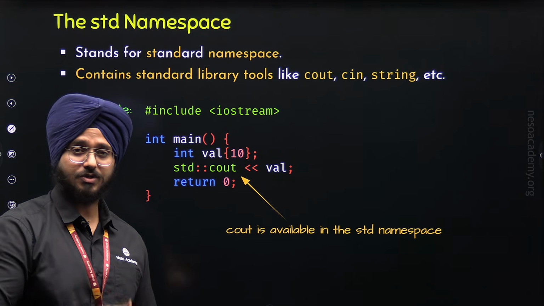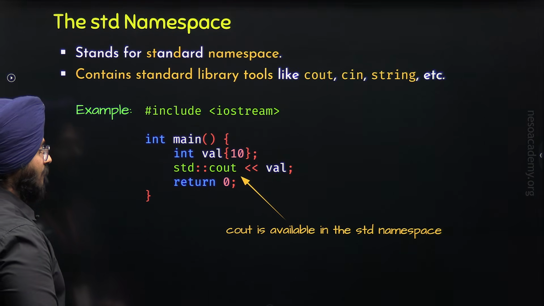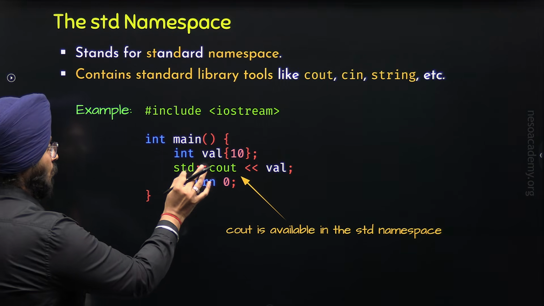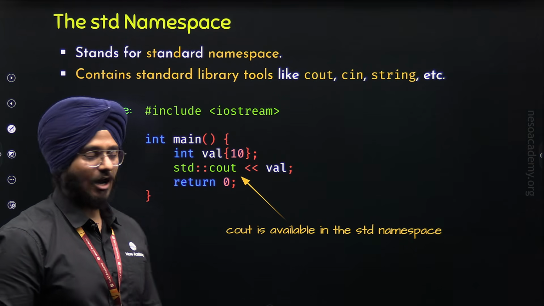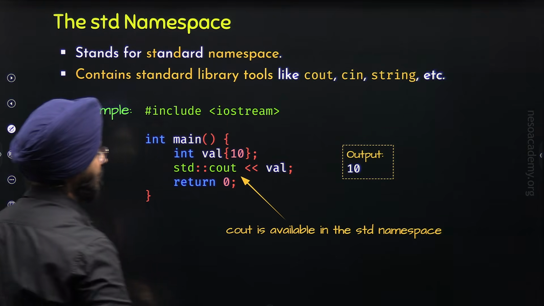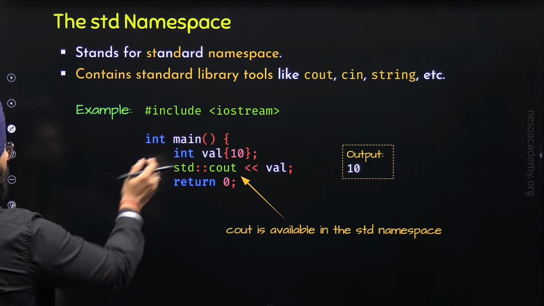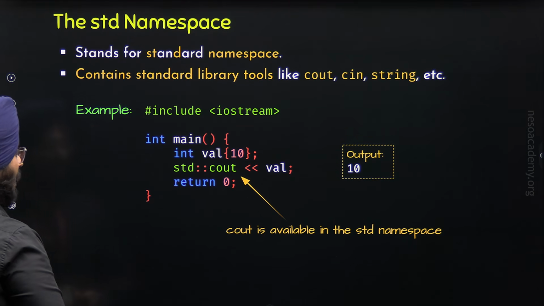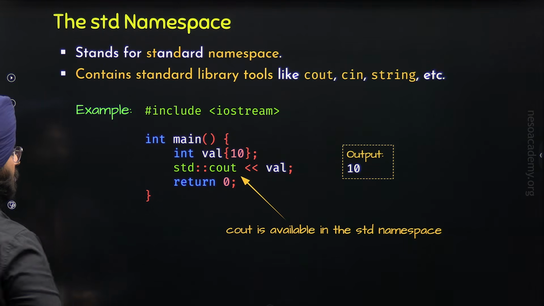So if we want to use cout, we need to specify std. That's why we were specifying std::cout from the very beginning. Now when we execute this program, we will get 10 on the screen. I hope this is clear to you. So this is the std namespace, and this is how we can use a specific tool from the std namespace.